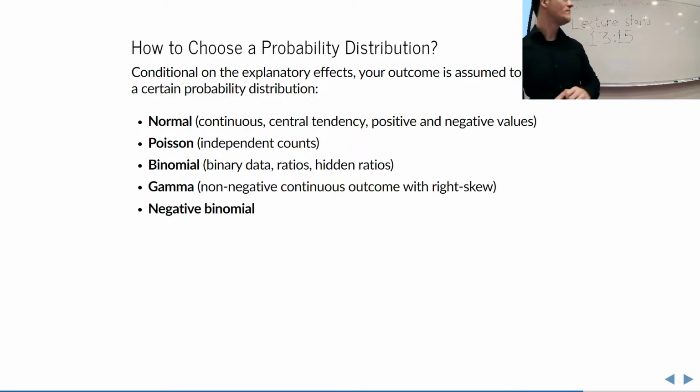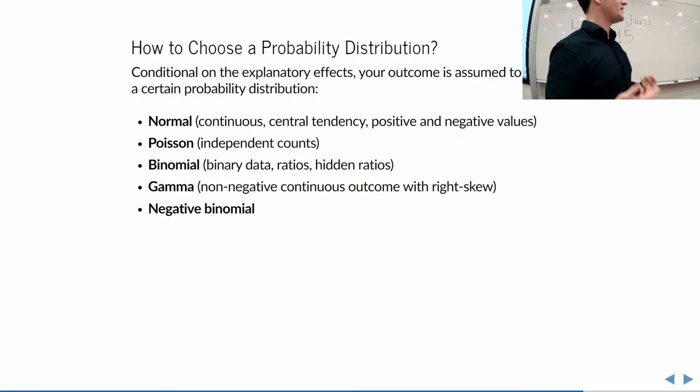Then finally gamma. Again, don't pay too much attention to this, we're not going to use it, but I just want to be complete. The gamma distribution is for non-negative continuous outcomes, which usually have right skew. So one way you can model right skewed continuous data is with a gamma distribution.